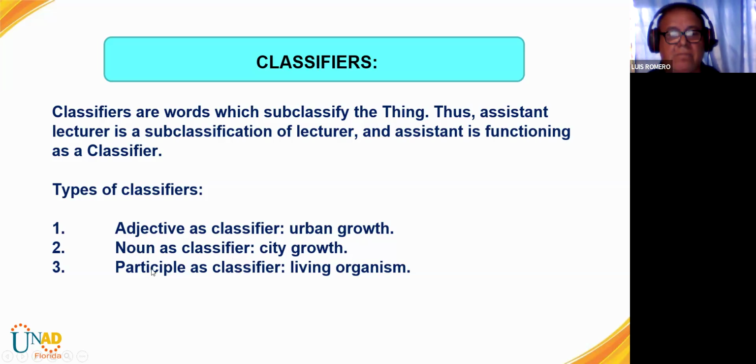And you also have participles that end in ed or in ing that work as classifiers too. For example, the present participle here, living, which is describing the word organism. So you have living organism. And here the word living describes the word organism.